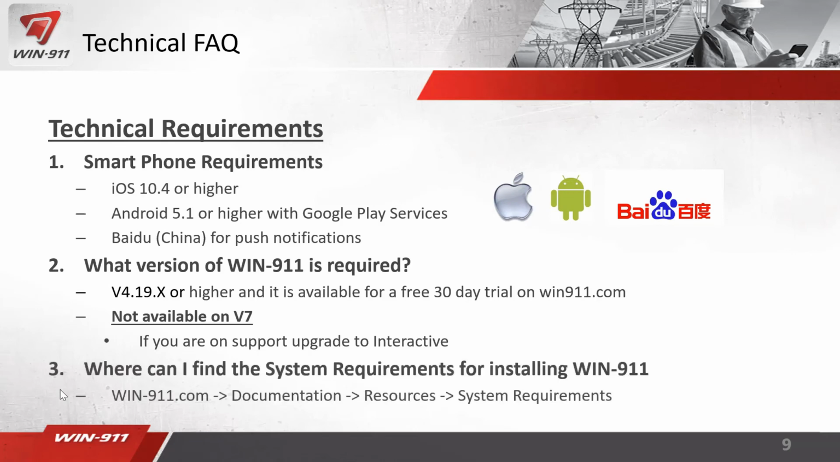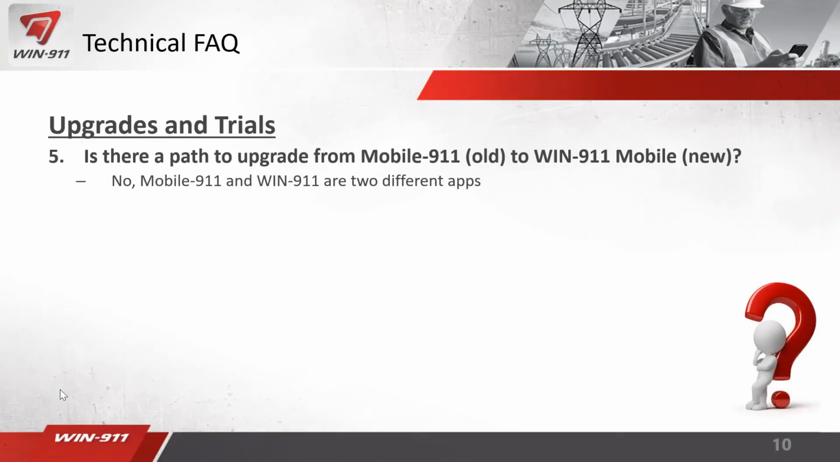If you'd like more information about system requirements, we recommend going to the Documentation Resources System Requirement link to see what's required for setting up and configuring WIN-911. Again, these links are available in the bottom of the YouTube video. If I'm currently using the old mobile 911 app, how do I upgrade to the new app? There is not an upgrade path. These are two completely separate apps in the app stores.